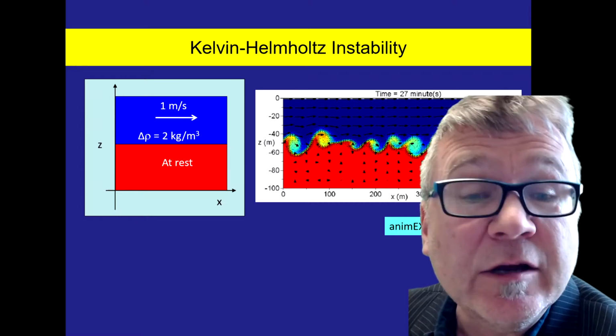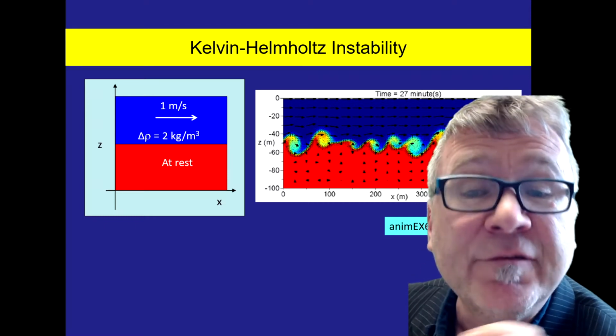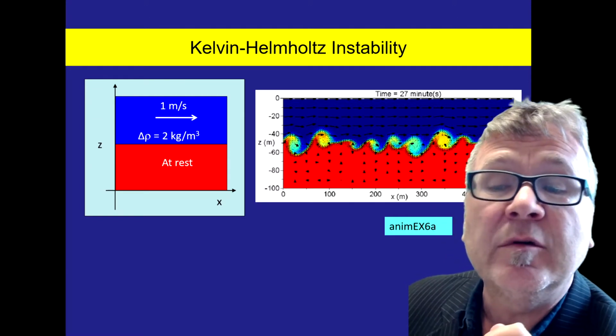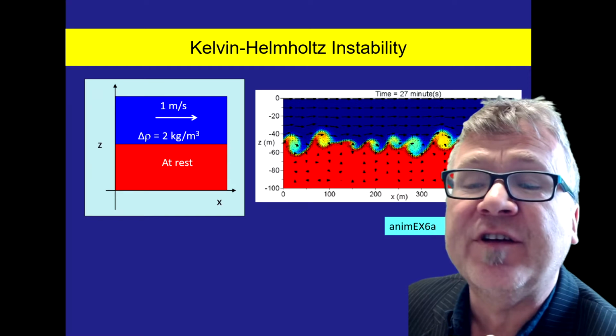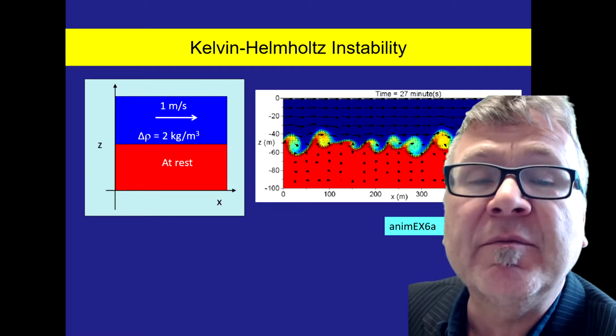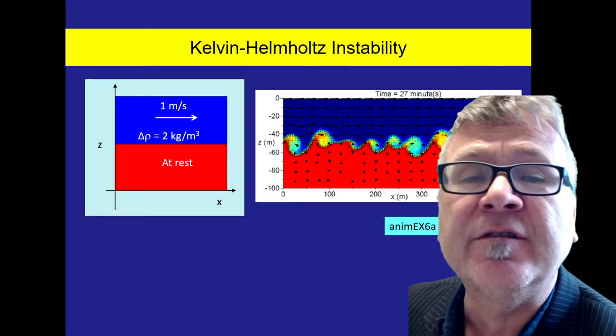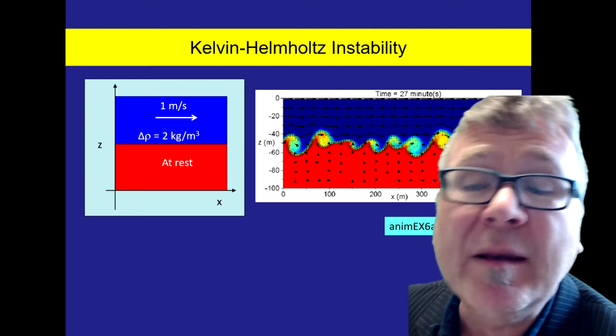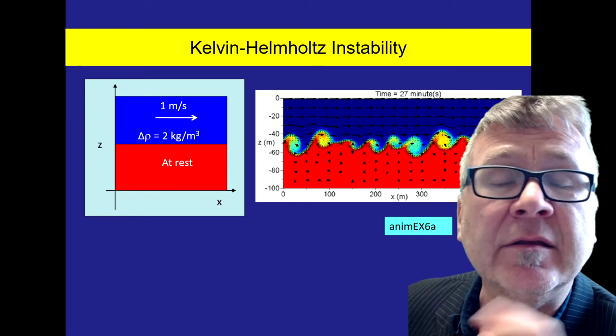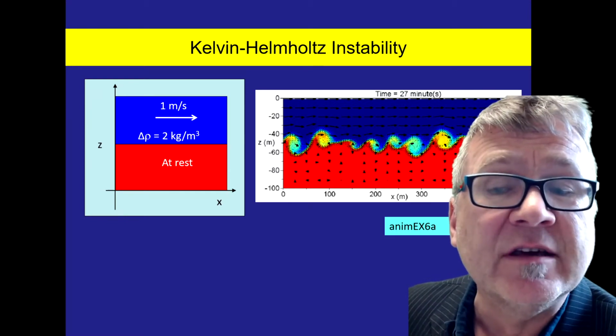So this is how we design our model here. The sketch on the left, you look from the side, we essentially just put two layers of different densities on top of each other with a 2 kilograms per cubic meter density difference, and then we prescribe a speed of 1 meter per second in the upper layer. The lower layer is at rest initially.